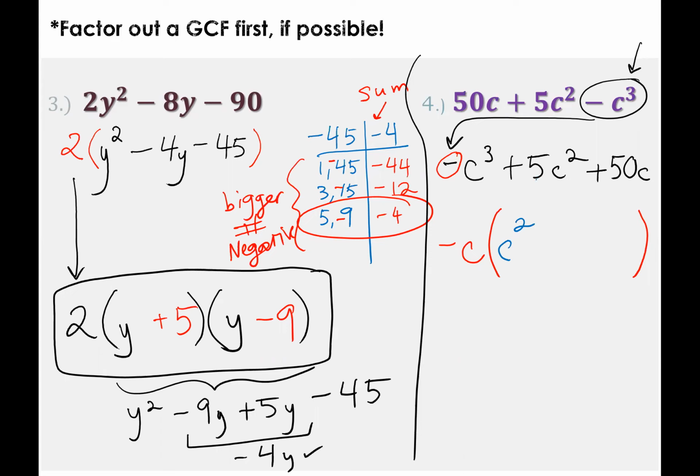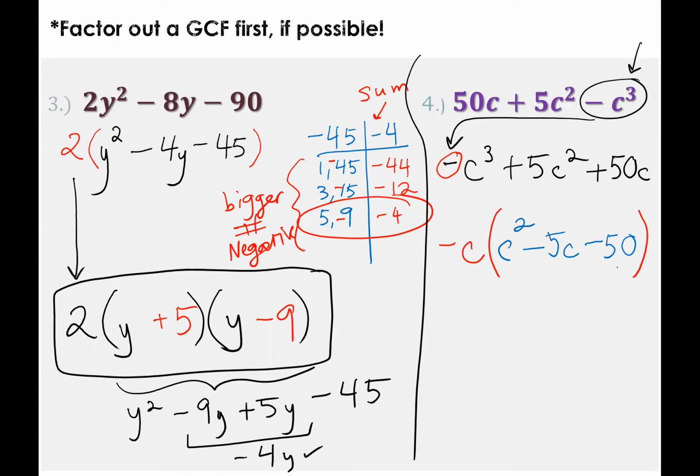Our next term, 5c squared divided by negative c, that's now going to be negative 5c. Again, 5 divided by negative 1, that's now negative 5. c squared divided by c is now just c. Next, plus 50c divided by negative c. So again, change the sign. 50 divided by negative 1 is going to be negative 50. c divided by c, this essentially cancels out. Now I have that constant term at the end.